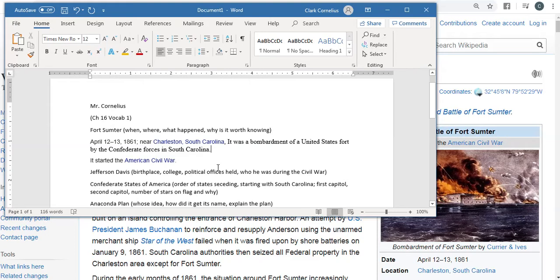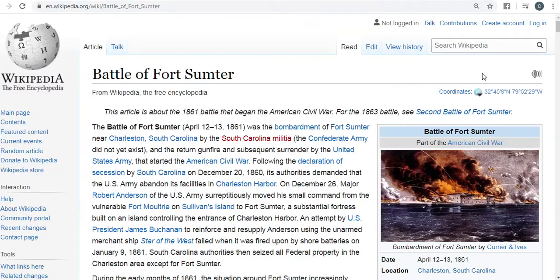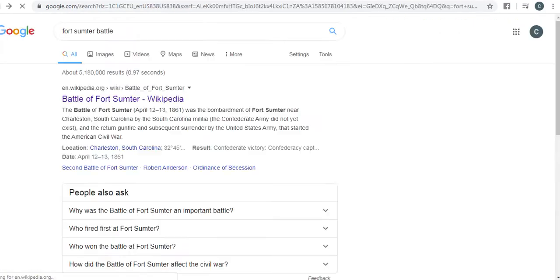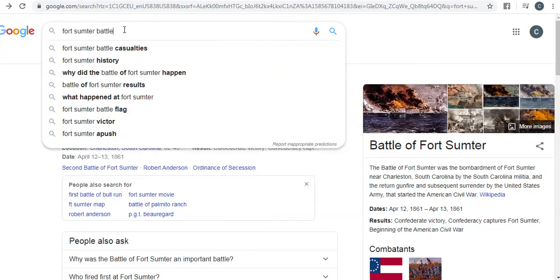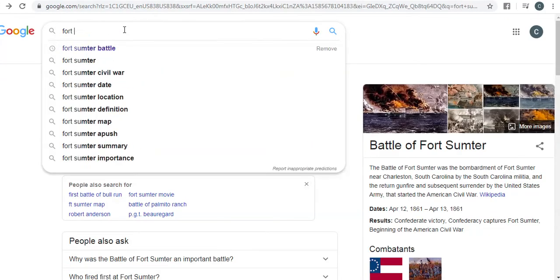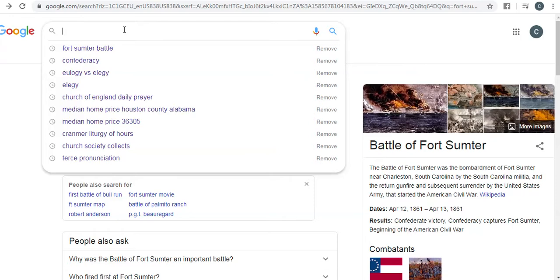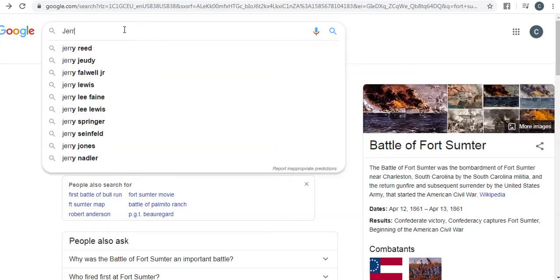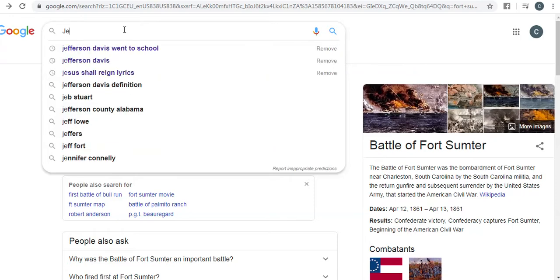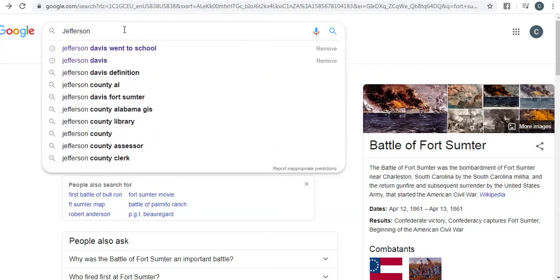Jefferson Davis. Birthplace, college, political offices held, who he was during the Civil War. Okay, Jefferson Davis. So let's go back over to here. We put in Jefferson Davis. So I know a little bit. At least I know when someone says Fort Sumter, I know what they're talking about. That was the battle that started the Civil War.